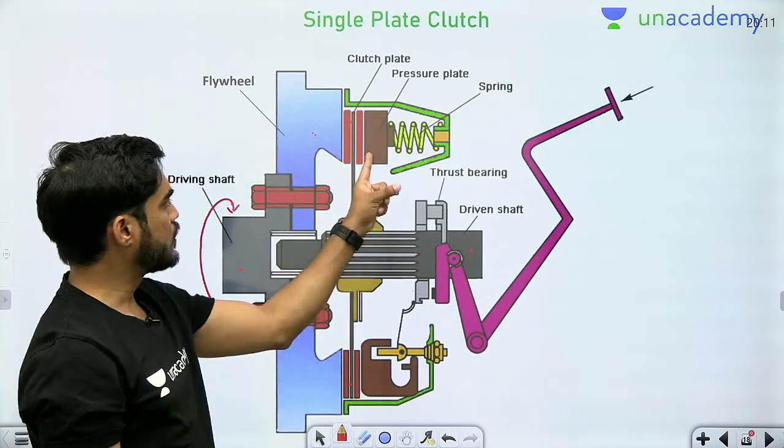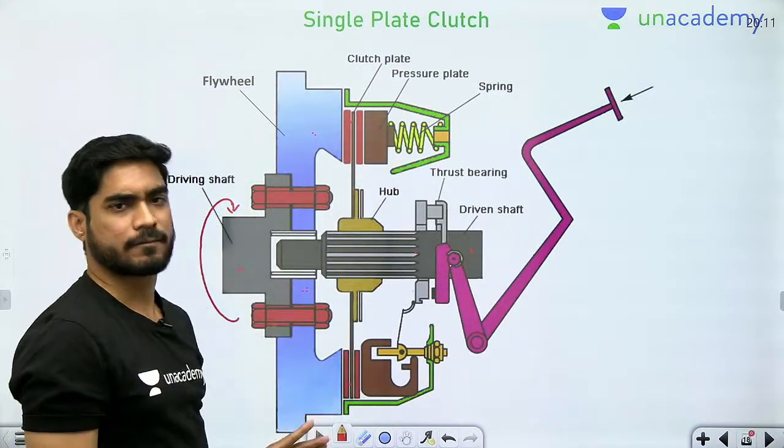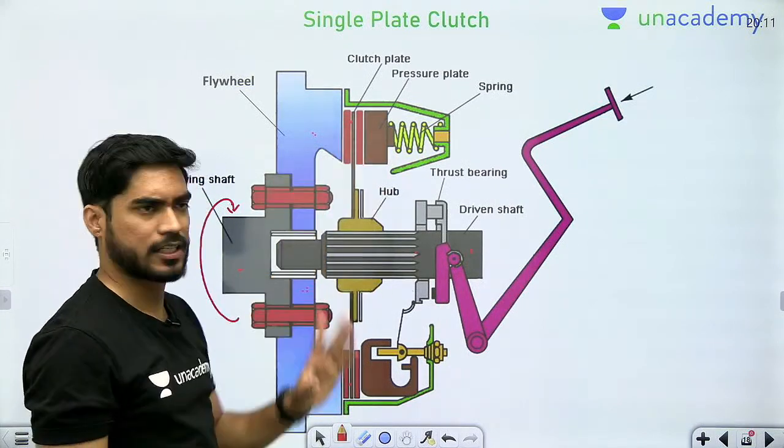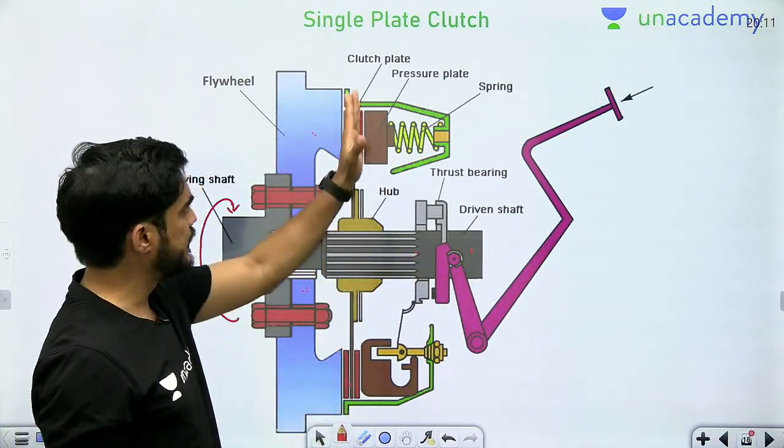ठीक है. Now this pressure plate is connected to this spring. So this spring is applying continuous force on this pressure plate. So by default it is connected.